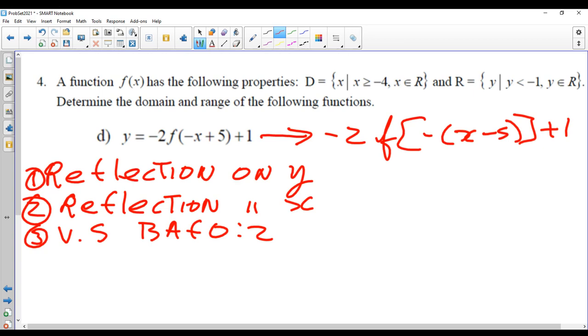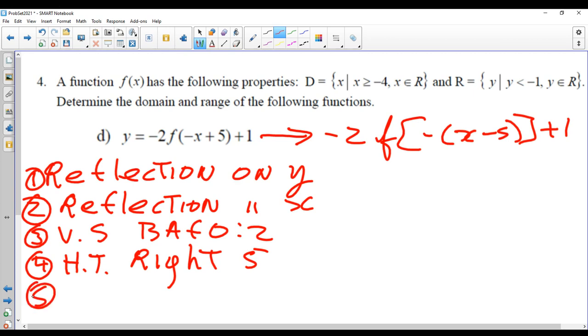What else? Abel. Yep, for HT right 5. Let's see if I have everything. No, there's one more thing. Masumi, VT up 1. And I'm going to acknowledge Ashton's hand as well. VT up 1.